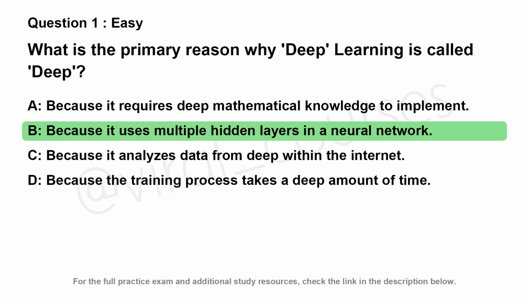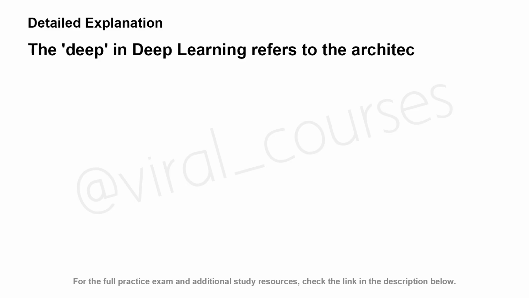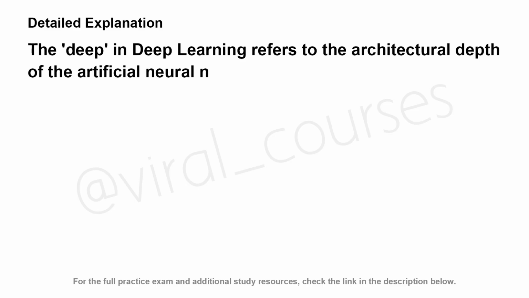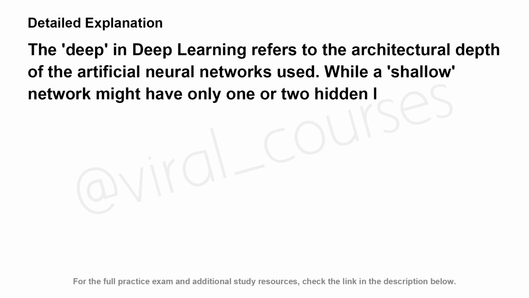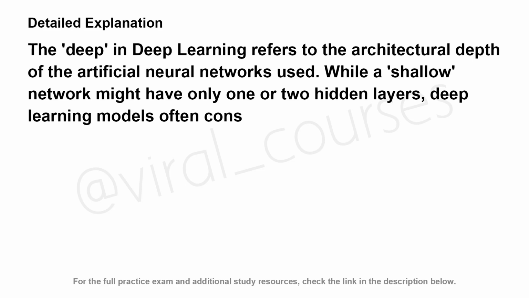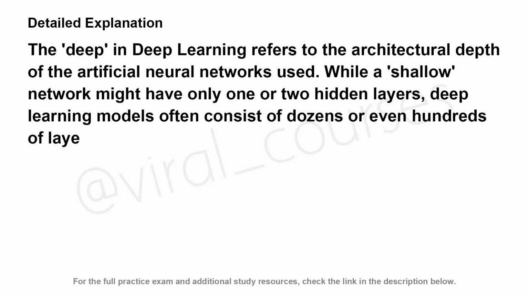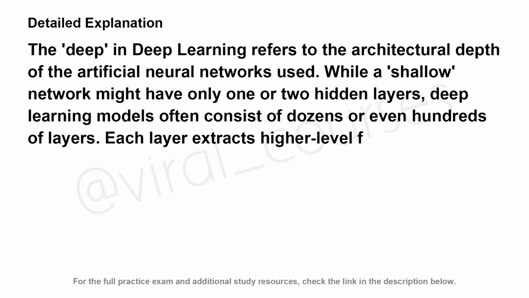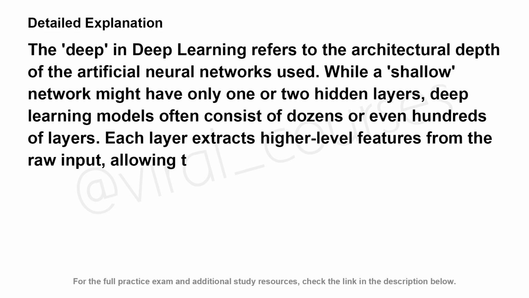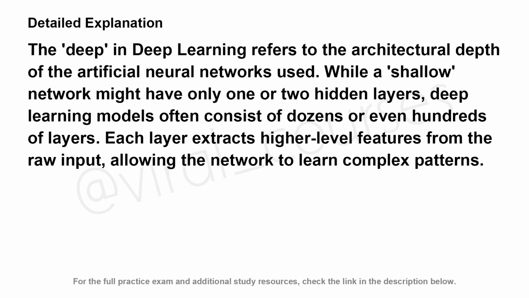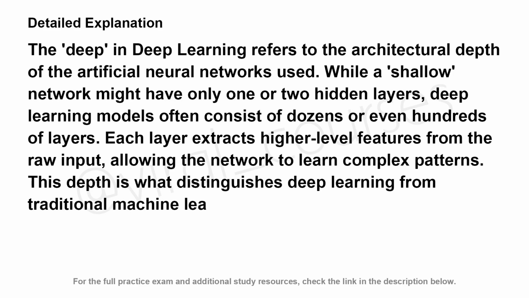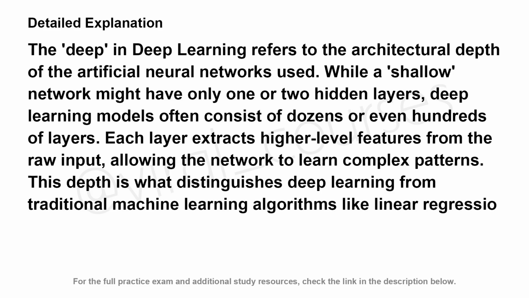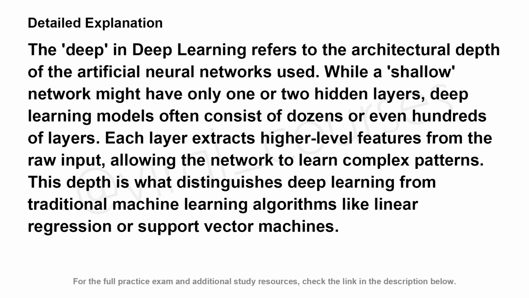The correct answer is B. The deep in deep learning refers to the architectural depth of the artificial neural networks used, while a shallow network might have only one or two hidden layers. Deep learning models often consist of dozens or even hundreds of layers. Each layer extracts higher-level features from the raw input, allowing the network to learn complex patterns. This depth is what distinguishes deep learning from traditional machine learning algorithms like linear regression or support vector machines.